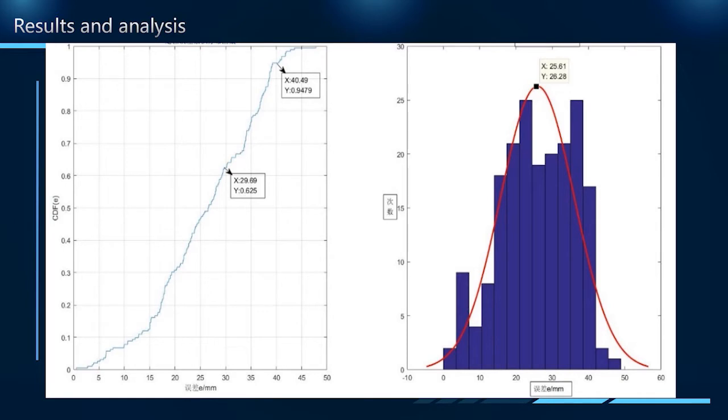And the results are shown in this figure. We can find that the test points with positioning error under 30 mm occupy nearly 63%, and the test points with positioning error under 40 mm occupy nearly 95%. In addition, we can find that the positioning error distribution is basically between 20 to 40 mm, and the center value of the Gaussian fitting curve is nearly 26 mm.